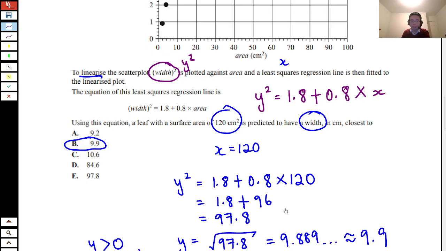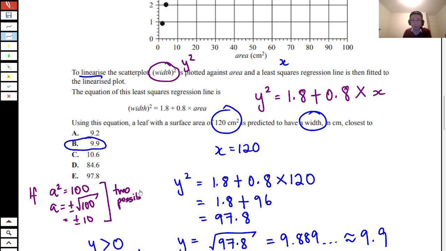All right, if you're just taking general maths, remember that if you have a number squared, there are two possible solutions. So let's say if a squared is 100, then a equals plus or minus root 100, which is plus or minus 10. Here, I knew that I expected a positive value, so that's why I just took the positive square root and not the negative one. So please note, two possible solutions when square rooting.